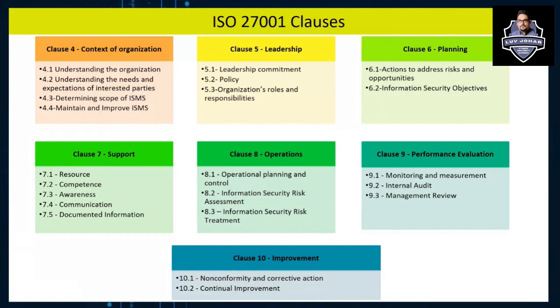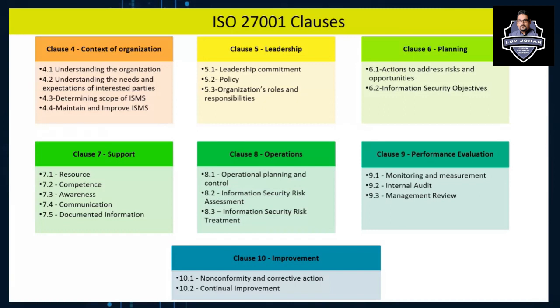Then you have clause 6, where you talk about planning. Here you have actions to address risks and opportunities, and you have information security objectives that you cover under planning. What all KPIs you want to measure, what all information security objectives you have to measure will come under planning.